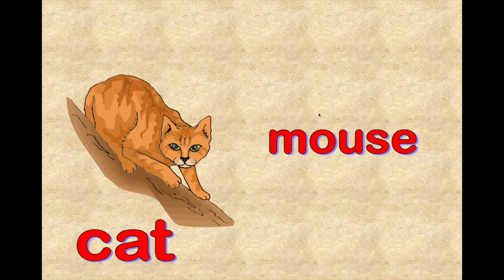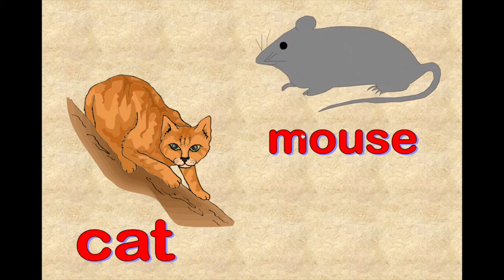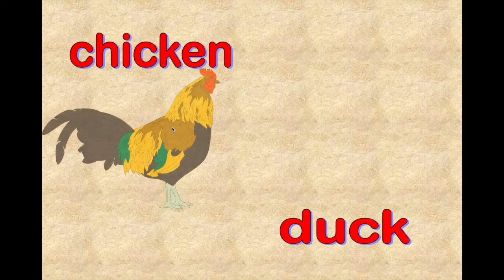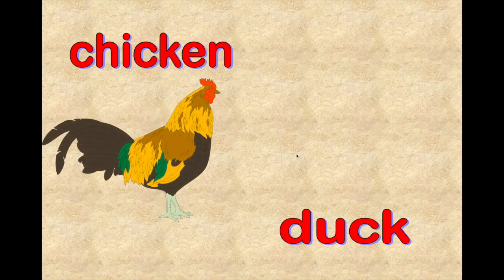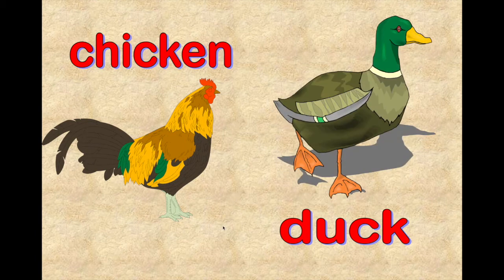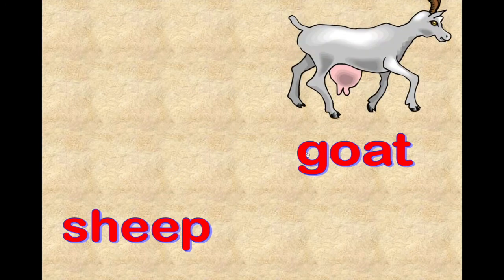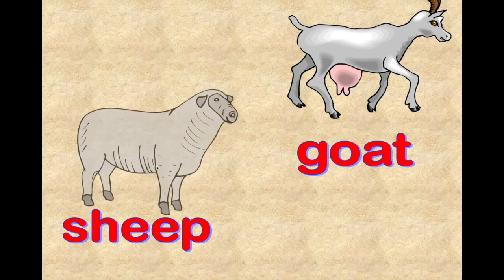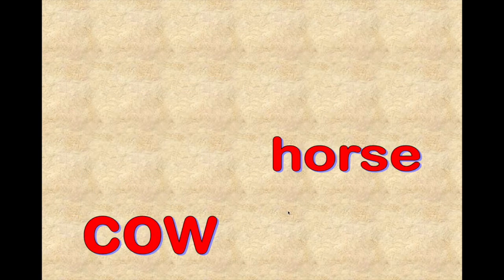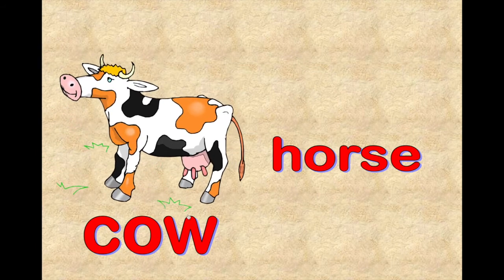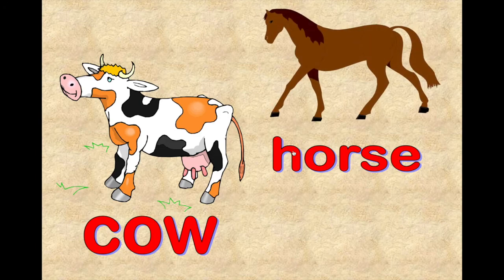Cat. Mouse. Chicken. This way you can play one by one. Duck. You also can edit these PPT according to your lesson. Sheep. Goat. Sheep. Cow. Horse.